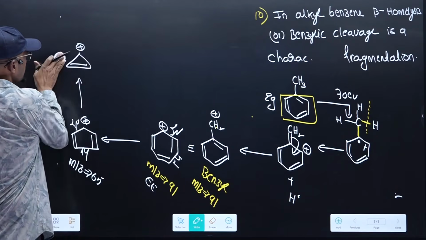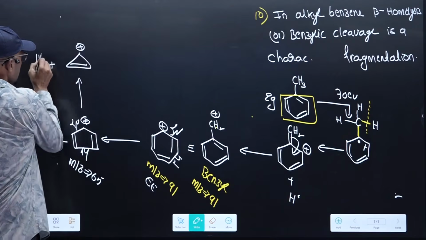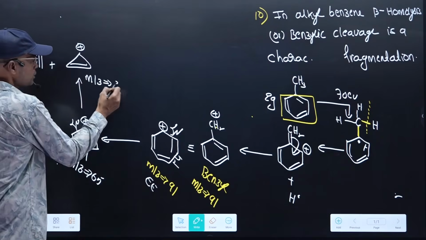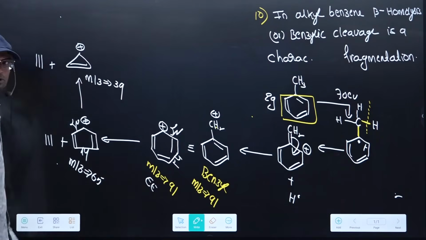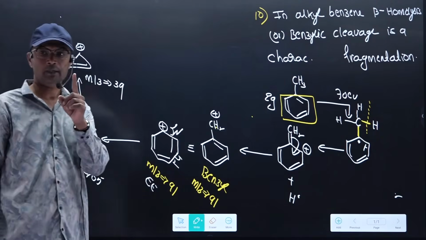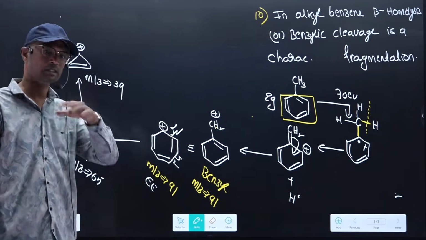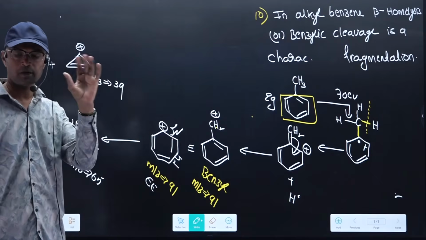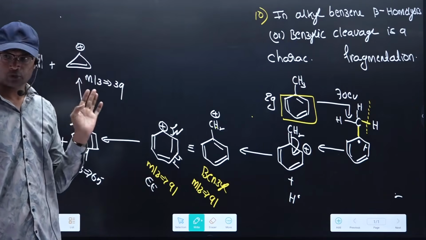Cyclopropenyl cation and one more triple bond. That is the answer. So what about the m/z value? The m/z value is 39. So whenever you get 91, 65, 39, this is common. When you get 91, 65, 39, remember, definitely it is a benzyl. There is a code to identify.